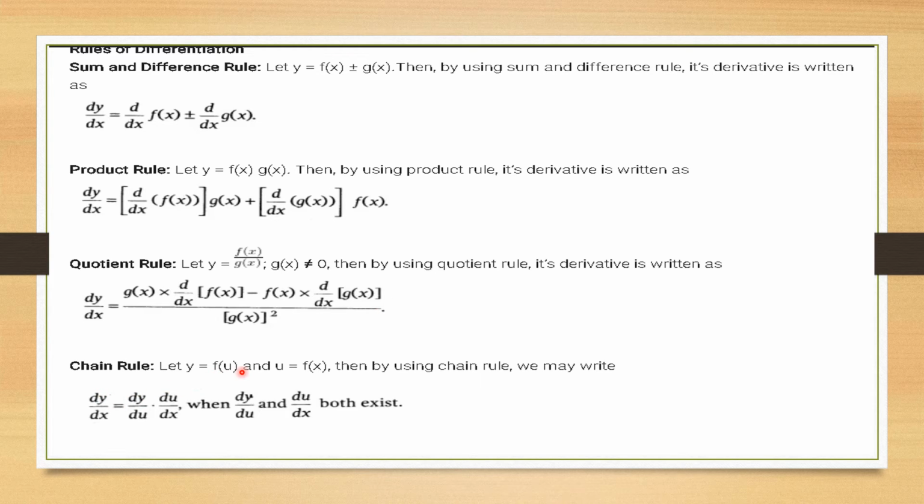Y is equal to f of u, meaning y is expressed as f of u, and u is expressed as f of x. Then how do we find the derivative dy upon dx? Firstly I'll differentiate dy upon du, and du upon dx, and then to get dy upon dx I need to multiply dy by du into du upon dx. But it will happen only when dy upon du and du by dx both exist.